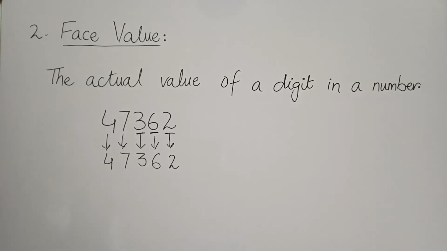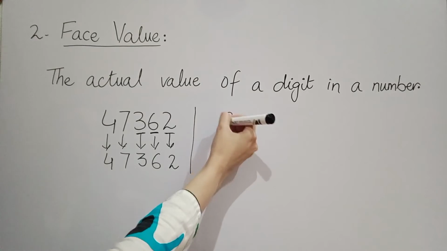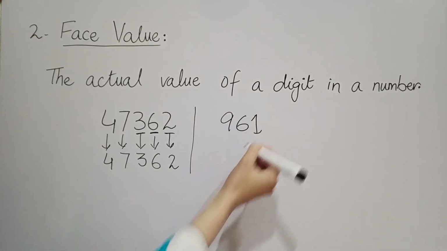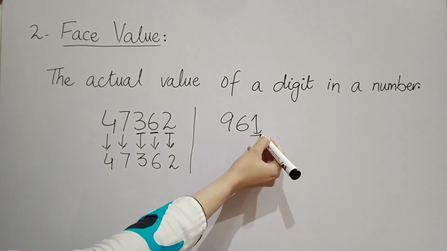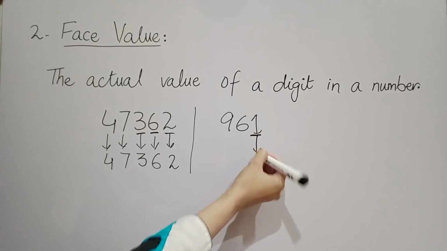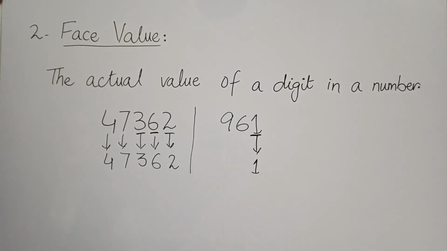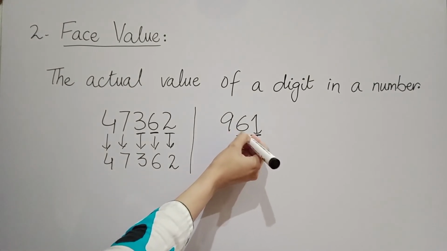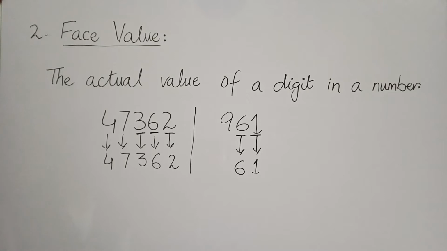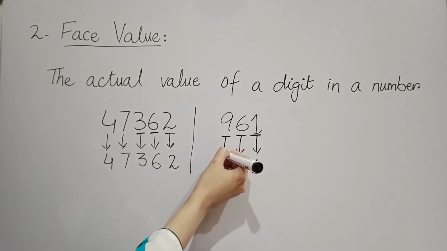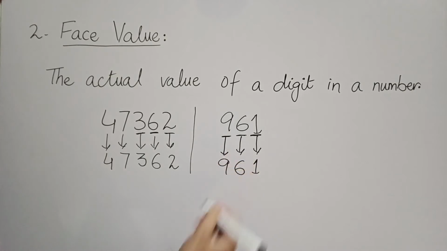Now, let's try another example. This time, we will consider a number 961. Now, what is the face value of a number 1? Its face value is 1 itself. Now, what is the face value of number 6? It's the number 6 itself. And for number 9, that's correct. It's 9 itself. Very good.